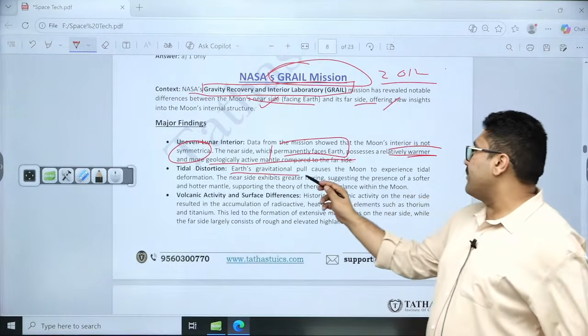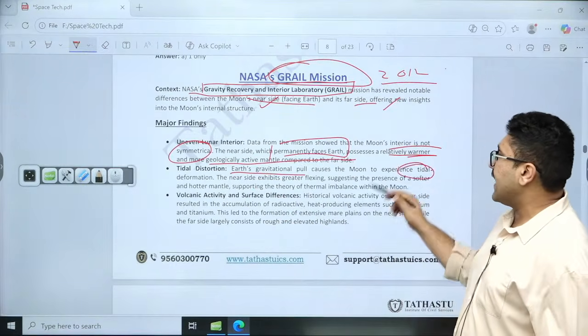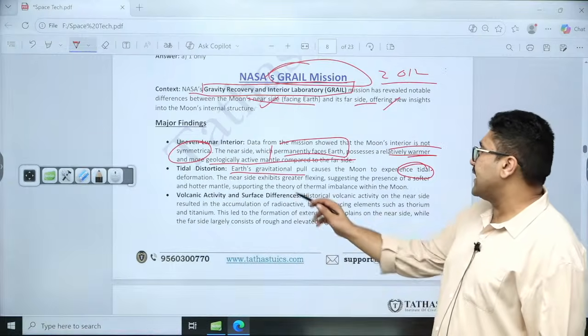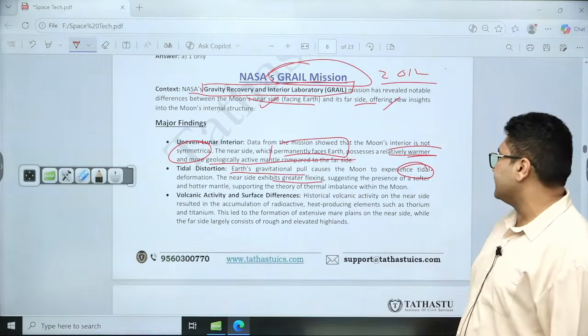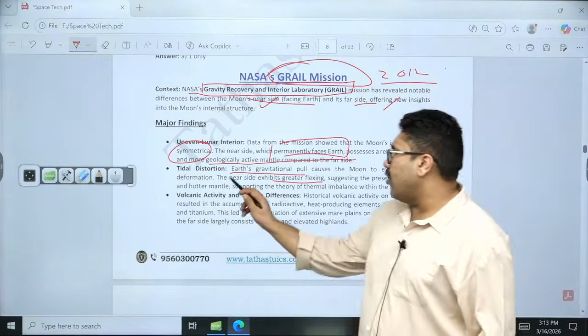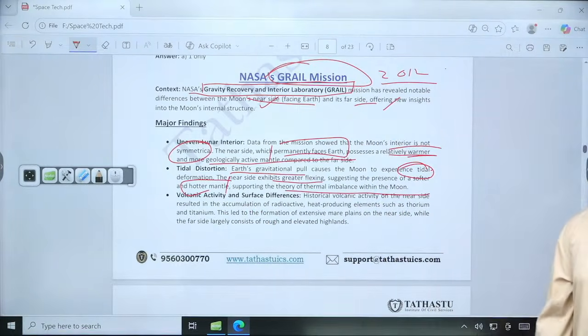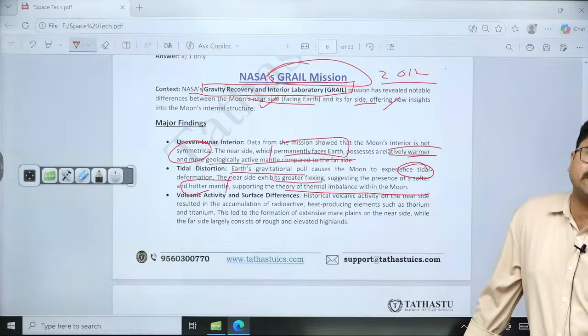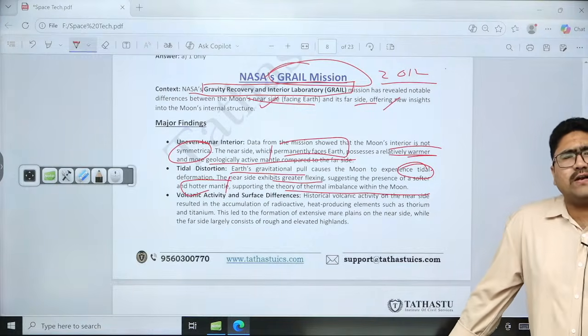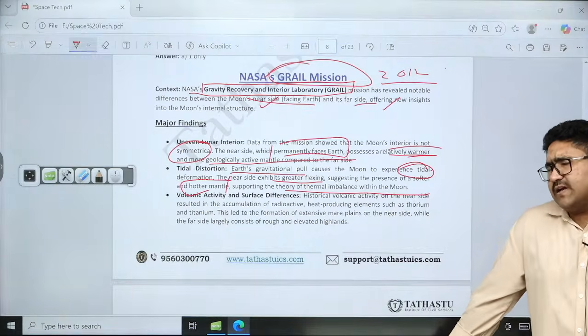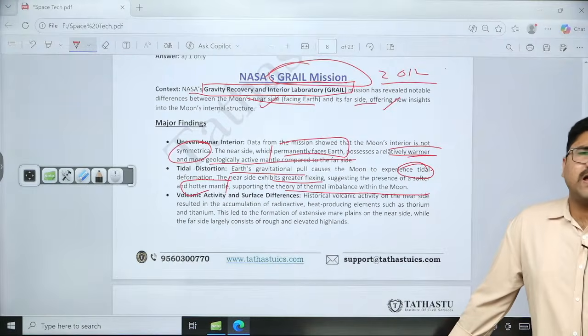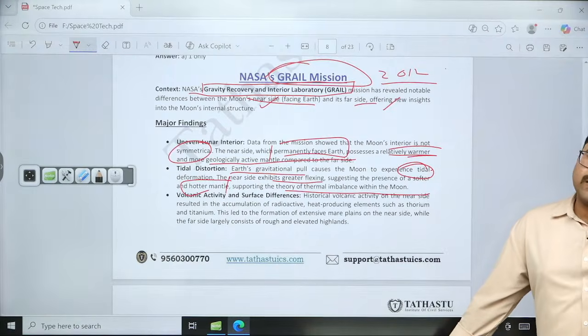Earth's gravitational pull causes the moon to experience tidal deformation. The near side exhibits greater flexing and a hotter mantle, supporting the theory of thermal imbalance within the moon. तो moon के अंदर जो heat है, that is imbalanced. Much of it is concentrated towards the near side, that is the side that is facing the earth, and the side that is away, the far side, is considered to be cooler.